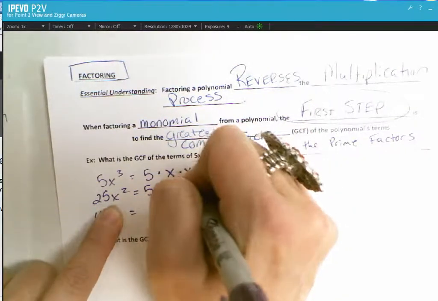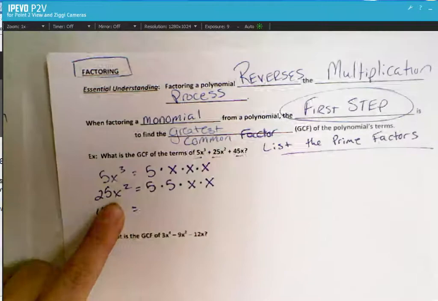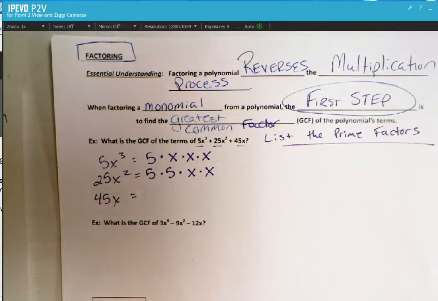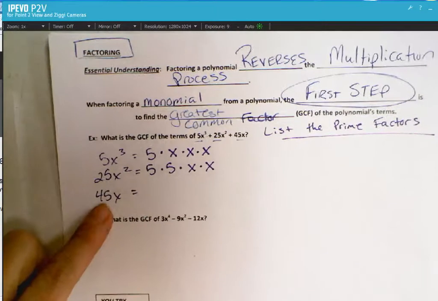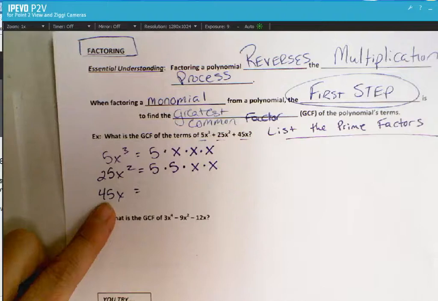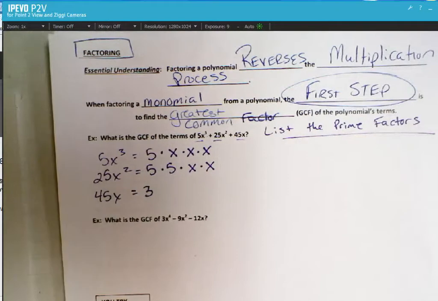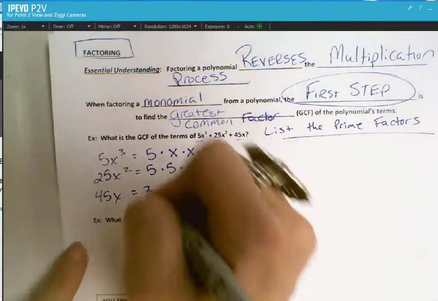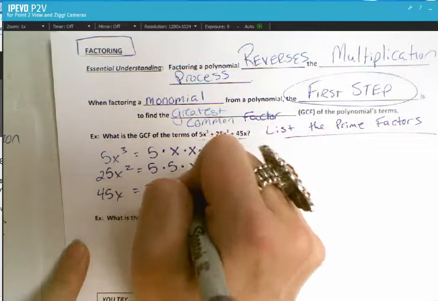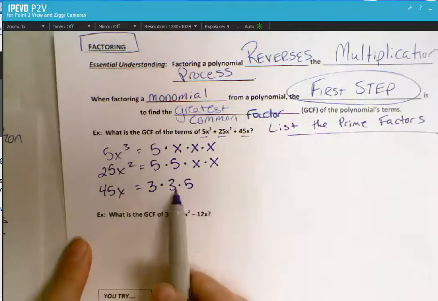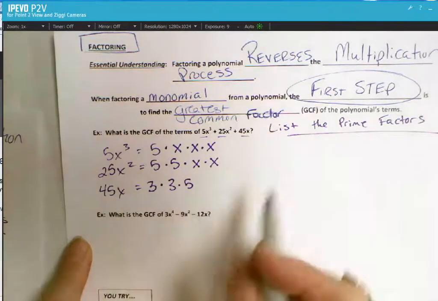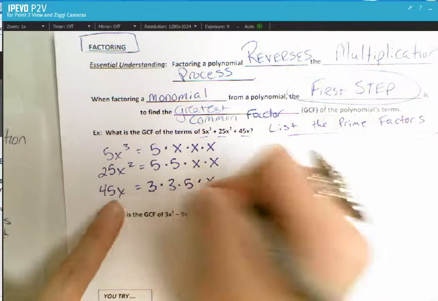There are 2 of these x squared, so I must have had 2 x's because I added my exponents. All right, 45. Let's see. 2 doesn't go in there. 3 does. 3 times what? 15? That's 45. So 3, but 15 can be factored. So 15 is 3 times 5 itself. So 3 times 3 is 9, times 5 is 45, times x.